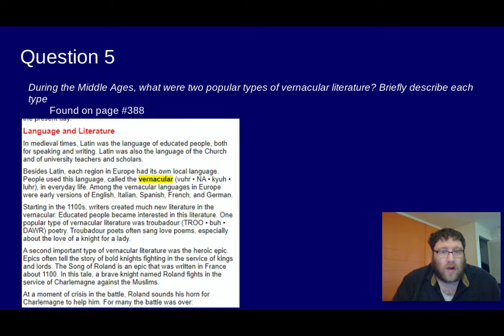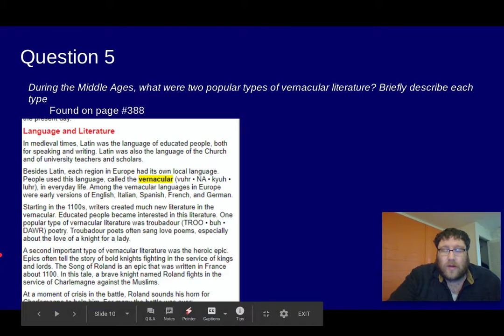The Song of Roland is an epic that was written in France about 1100. This is a tale of a brave knight named Roland who fights in the service of Charlemagne against the Muslims. So you don't have to worry about the next part. Really, you have those two. Make sure you describe each of the two, what it is, and you'll get that question correct.